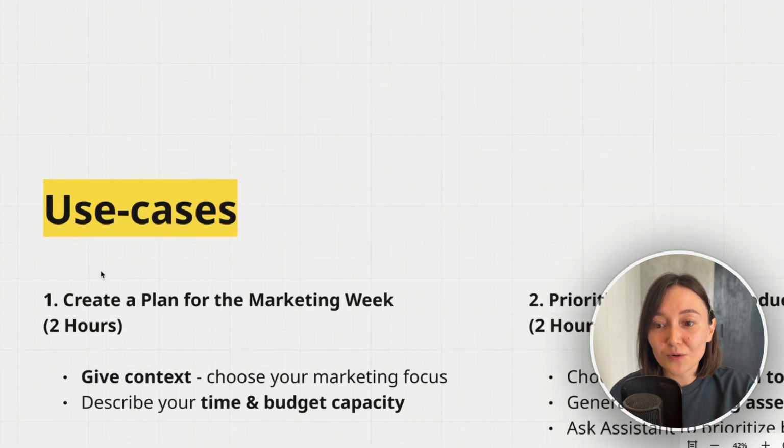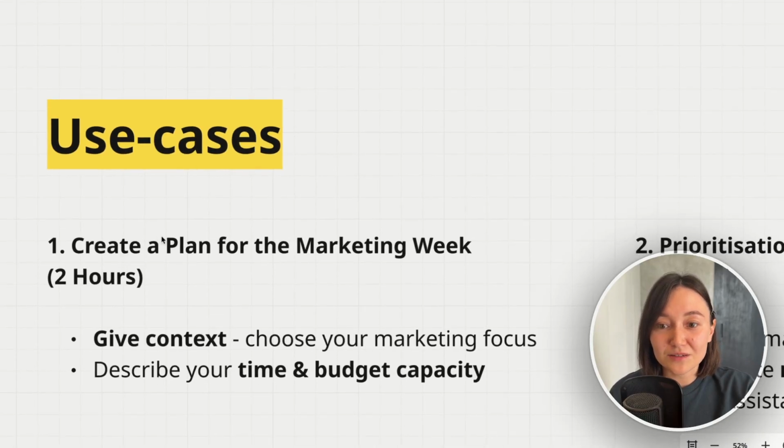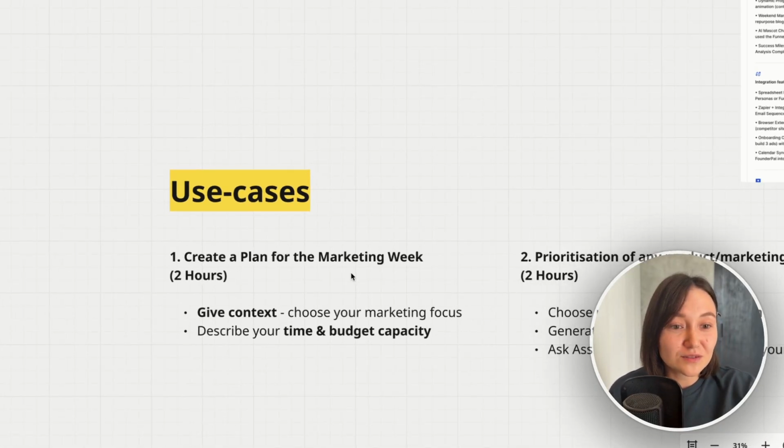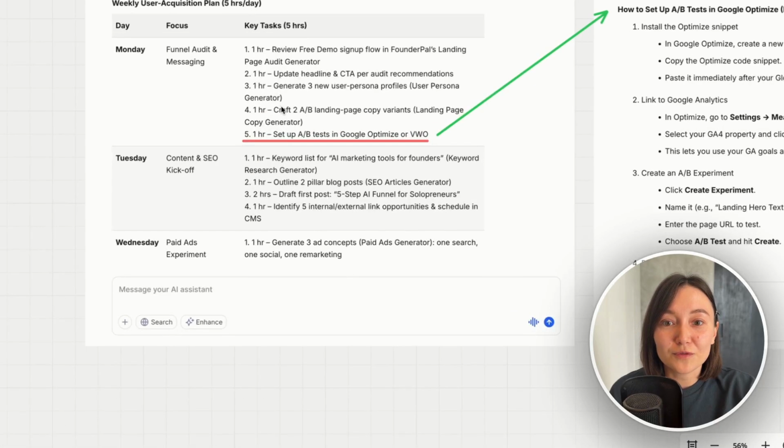So first of all, I use Marketing Assistant to create a plan for the marketing week. This is the easiest thing that you can do. If you don't have something in mind that you want to do with the marketing this week, but you want to focus on marketing, then you can ask AI Assistant to summarize all the marketing knowledge that it has about your product and give you a holistic marketing plan. Here is an example of what I got.